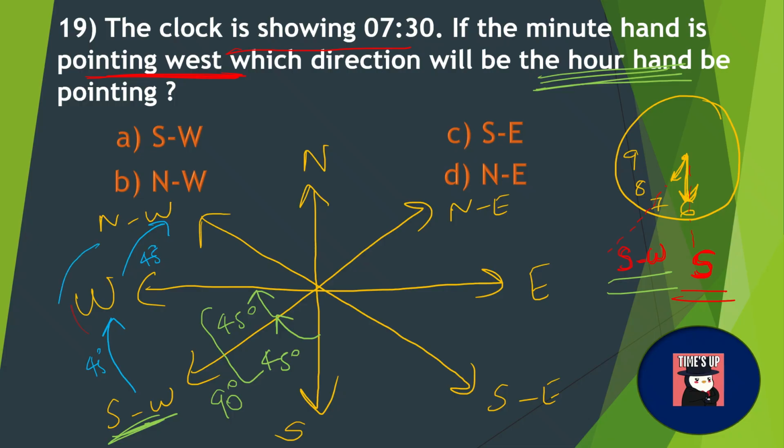Then from west to northwest I will go, which will make 45 degrees. So total it is making how much? 90 degrees in clockwise direction. So where did I reach? Northwest. So the answer is northwest. B is the correct option. In order to solve this question, you need to thoroughly know the topic of direction and distance, which we have already covered. So it should not be a big problem to solve this question.